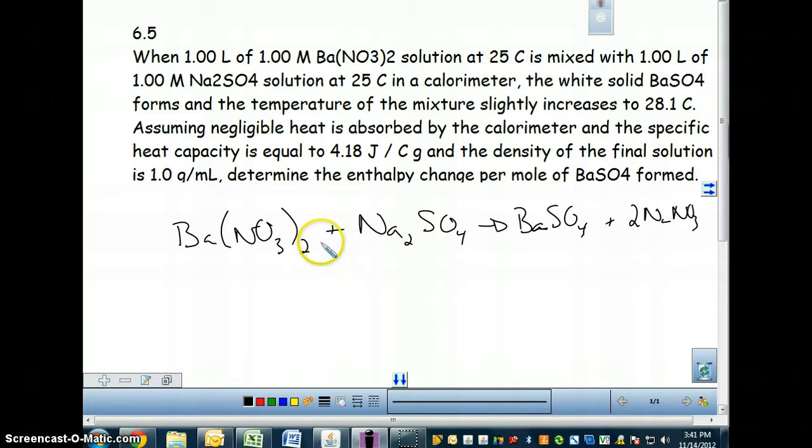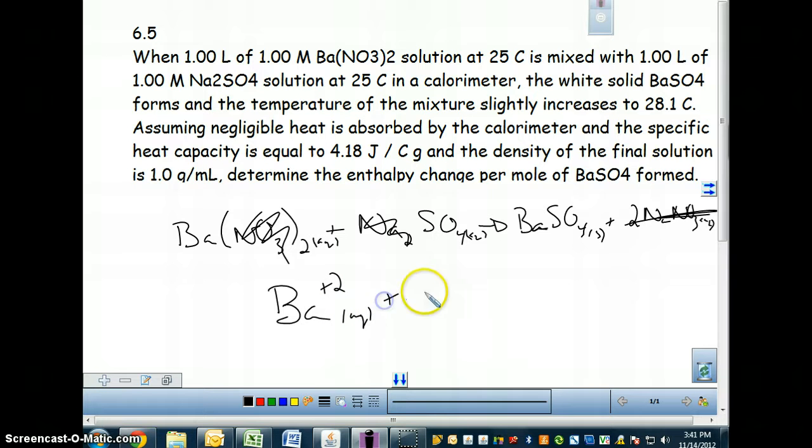However, if we look at solubility, this is aqueous, this is aqueous, this is solid, and this is aqueous. The thing that remains aqueous will cancel out for my net ionic equation. So my net ionic equation is barium with a +2 charge, aqueous, reacts with sulfate with a -2 charge that is also aqueous, and we get the solid barium sulfate.